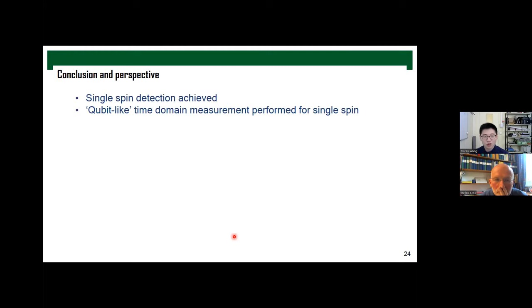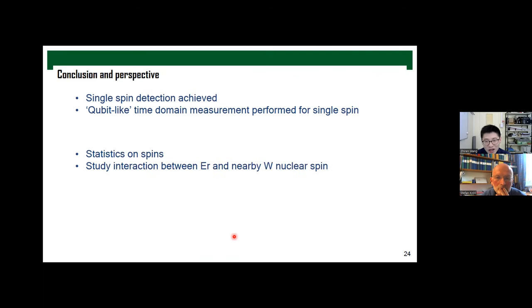which means it is a single spin. To summarize my talk, we have achieved single spin detection, and we can perform qubit-like experiments in the same way as we do with spins, but with a new method, which is microwave photon counting. In the future, we can study the statistics, because in the rotation pattern we see they behave quite differently, and we can also study the coherence times of the spins. Moreover, we can also study the nuclear spin baths through the spins we have detected. Thank you for your attention.